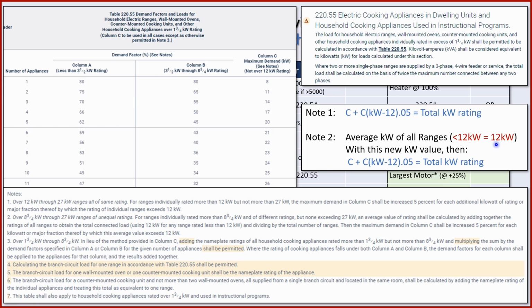Whatever that average is, that would give you your new kW value, and then you would just plug that value into the same formula as note 1. And that gives you your total kW rating. So it's actually kind of easy. Once you understand what they're looking for and you have the formula, you just plug in your numbers, and it's really a piece of cake. The rest of this we're not going to get into because it's talking about branch circuits, since you can use this table for branch circuits for ranges. We're talking about feeders and services in this video.